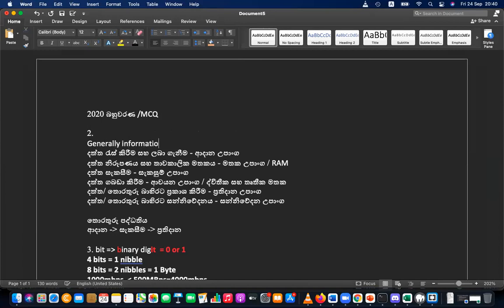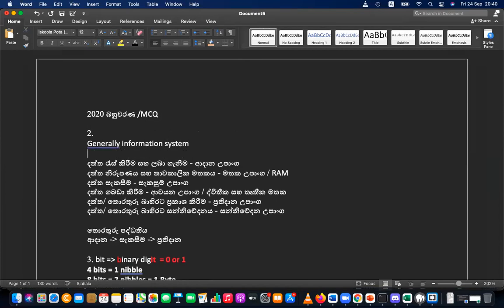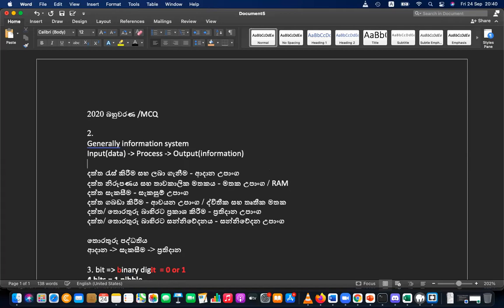More generally, an information system will take inputs, process them, and produce output. The input will mostly be data or unprocessed things, and the output will mostly be information. So this is sometimes called the abstract model of information.